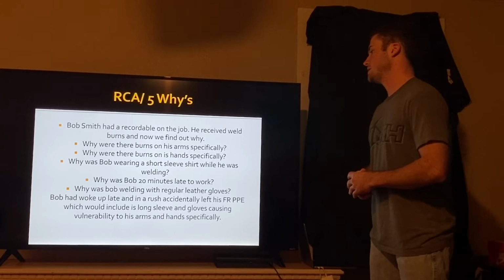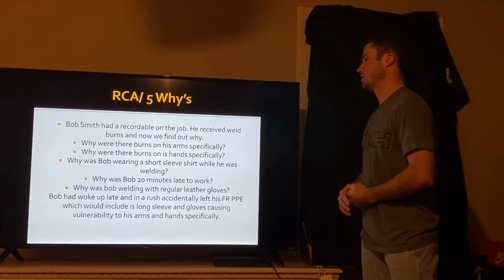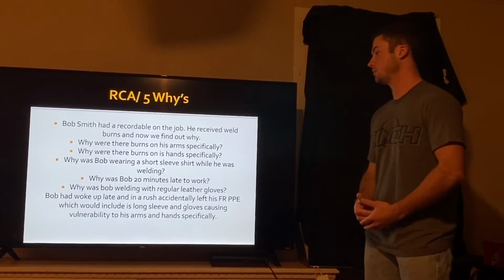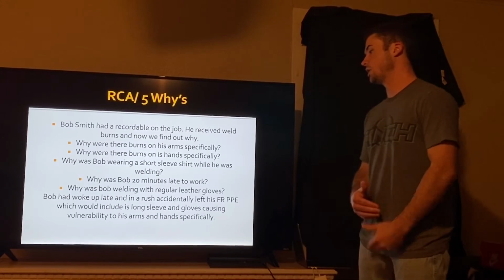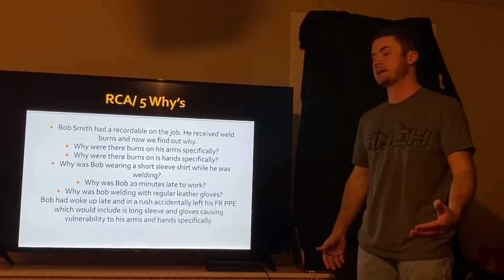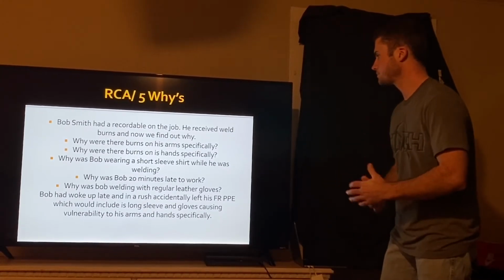Bob had woken up late and, in a rush, accidentally left his FR PPE, which includes his long sleeve and gloves that are suitable for the job of welding, which all in all leaves him vulnerable. His arms and his hands are vulnerable to those burns. That's why he got those burns specifically there.